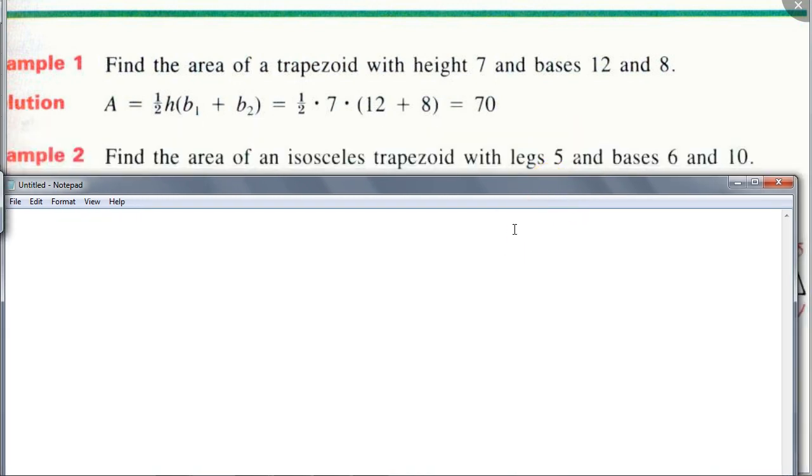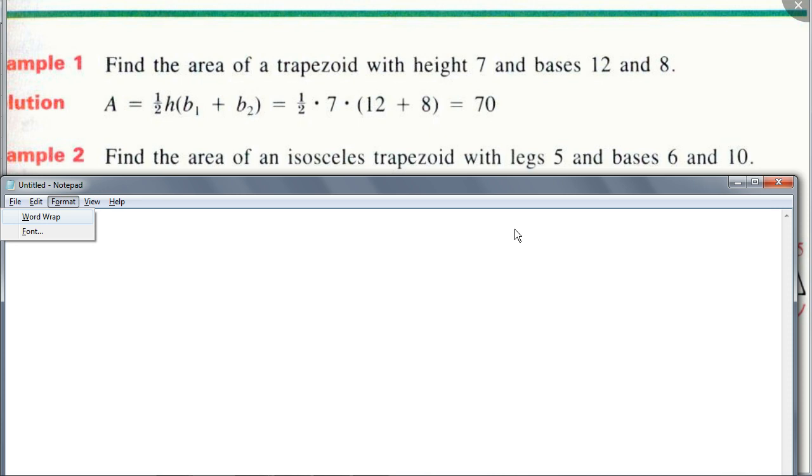Find the area of an isosceles trapezoid with leg 5 and base 6 and 10. So this time it's a little bit different. They give you the legs 5 and then they give you the 2 bases. Okay, how would you do this one then? Anyway, go ahead, everybody try. We like isosceles triangles, isosceles trapezoids, don't we? Those are nice. Anyway, go ahead, everybody try this one.